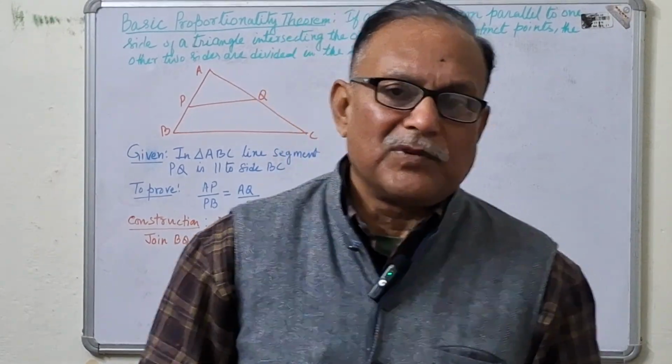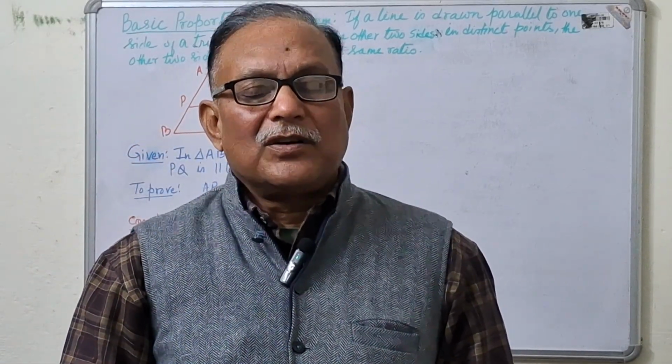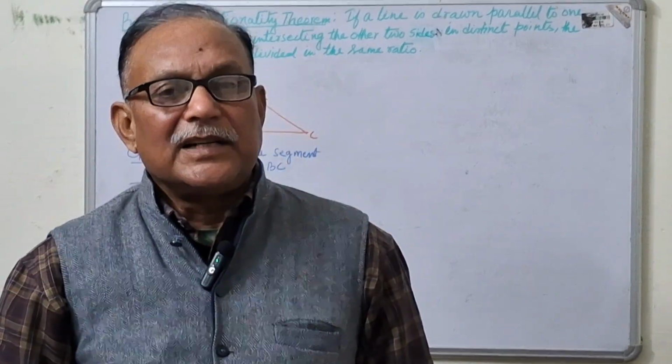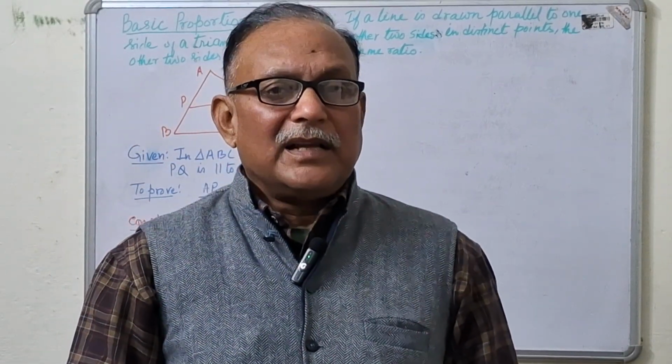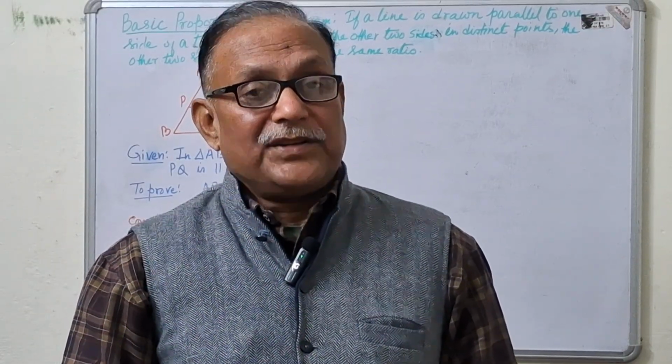Today's topic is the Basic Proportionality Theorem. The statement of the theorem is: if a line is drawn parallel to one side of a triangle intersecting the other two sides at two distinct points, then the other two sides are divided in the same ratio.